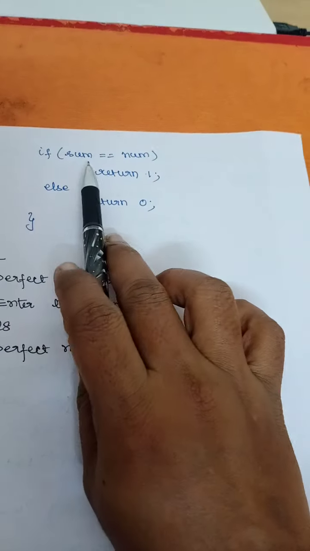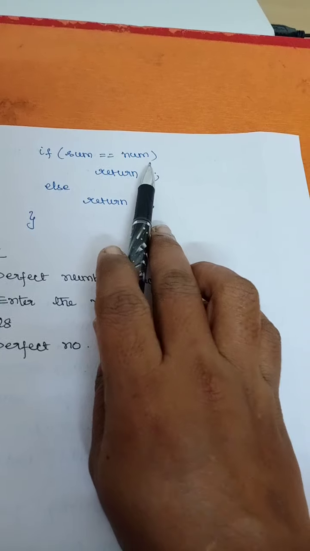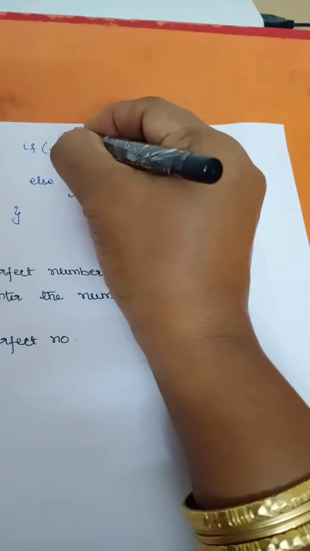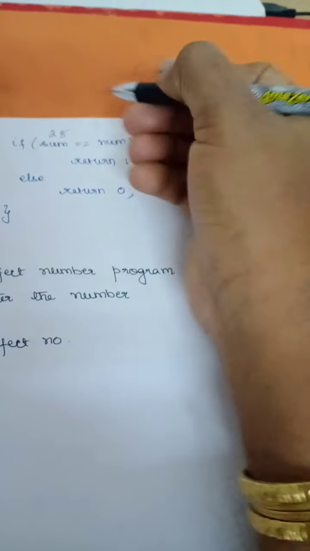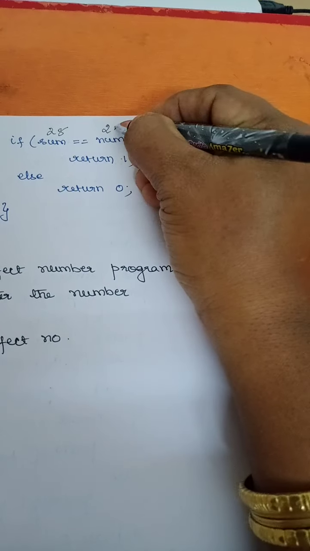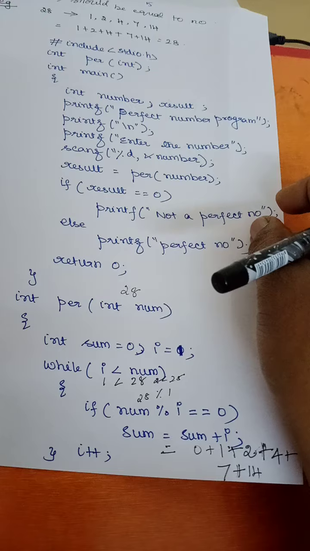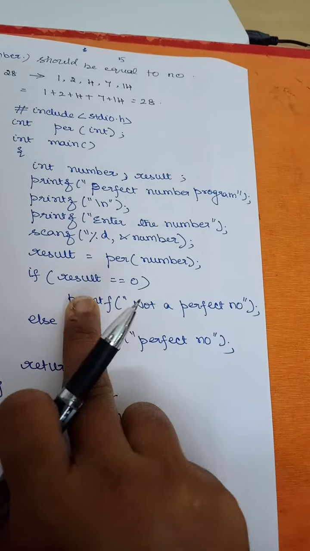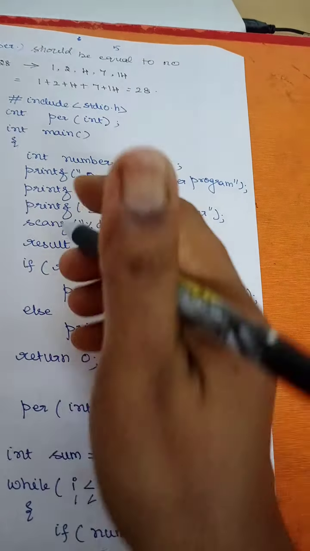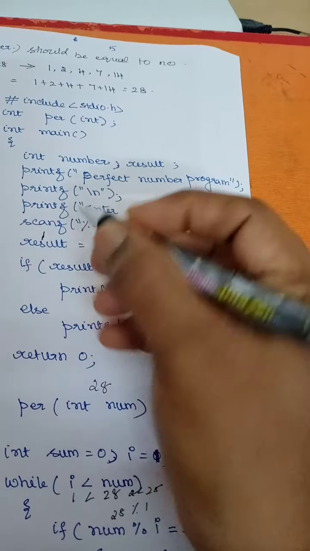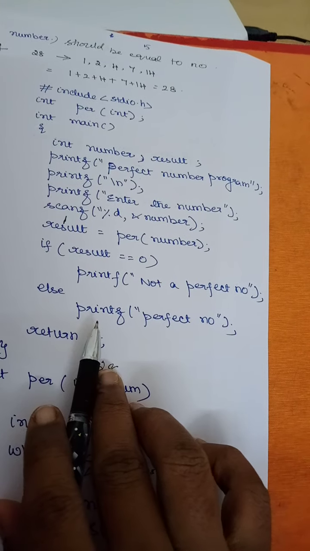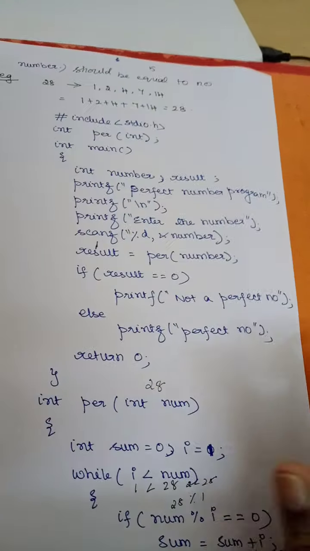So in that case, is sum equal to num? Yes. What is my sum? It is going to be 28. And what is my num? My num is also going to be 28. So I am going to return 1. So when I return 1, I will check whether result equal to 0. But my result is going to be 1 here. So in the else part I will print it is a perfect number. Clear?